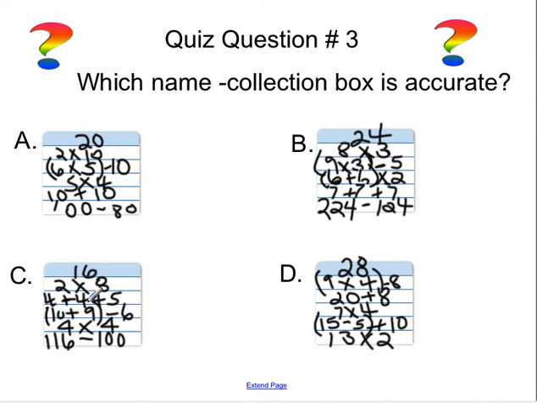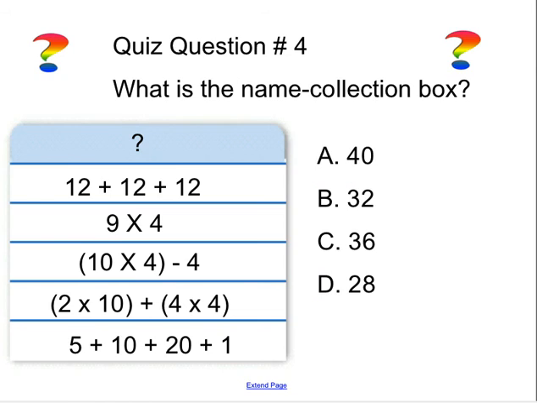Quiz question number 3 has 4 different name collection boxes, but only one of them is totally accurate. So you have to really do your good math thinking to figure out which one of these math name collection boxes has been done accurately. And then the last one, again, you have to figure out what the name collection box is for. So look at all the different equations and what does each one add up to be or work out to be.